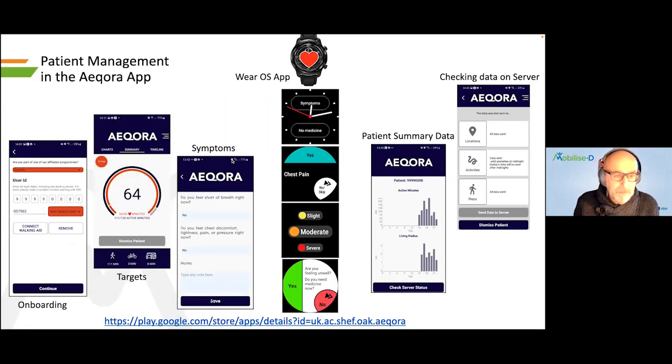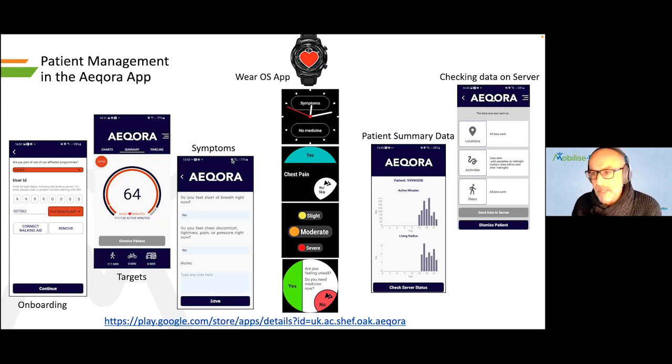This is the Core app. The Core app has a number of programs you can subscribe to, and each program requires the inputting of some information. In the case of Mobilise-D, it's just the inputting of the patient ID and the connection of the walking aids. Other applications have different types of information, and the Core app enables us to set up targets if we want to provide targets to the user, for example, mobility targets. We don't use them in Mobilise, and it also enables us to collect symptoms. Again, we don't use that in Mobilise. We use it in other applications.